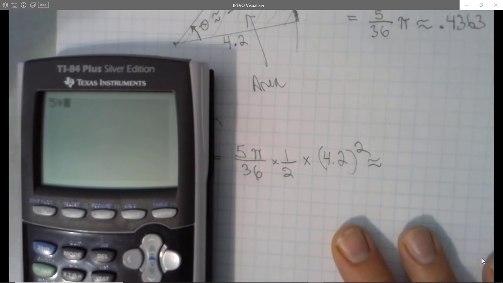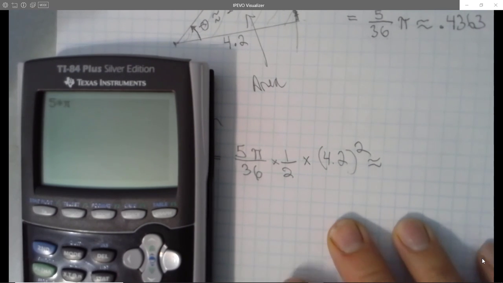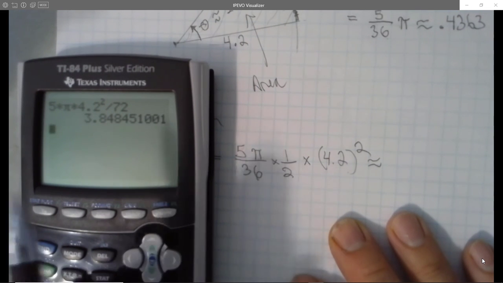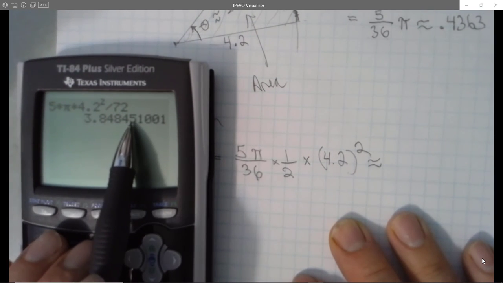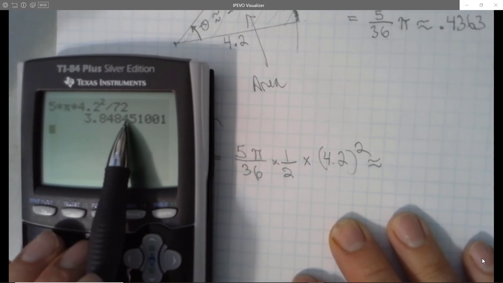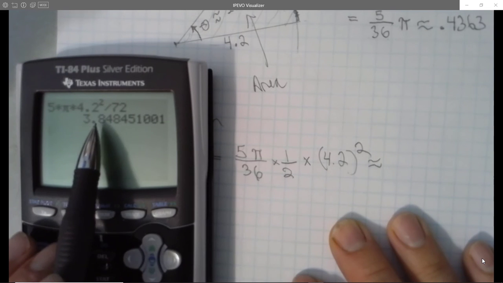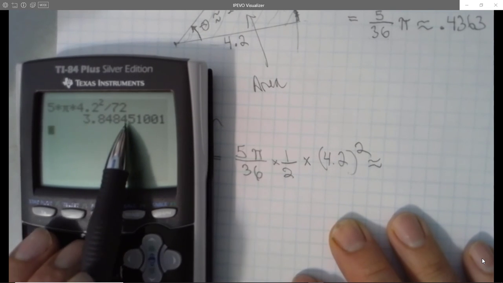We have 5 times pi times 4.2 squared, and then divide all of this by 36 times 2, which is so easy, that's 72. We'll just type it in that way. Okay, and we come up with 3.84. Well, notice if this fell just exactly halfway between 3.848 and 3.849, that'd be 5 with a string of zeros. So it's a little bit more, so we should round this up, 3.8485.